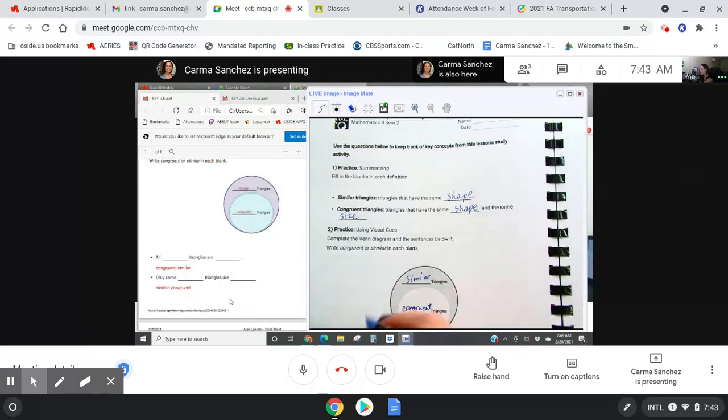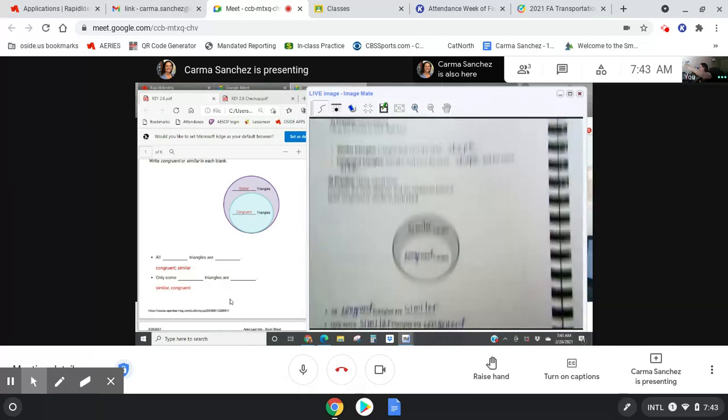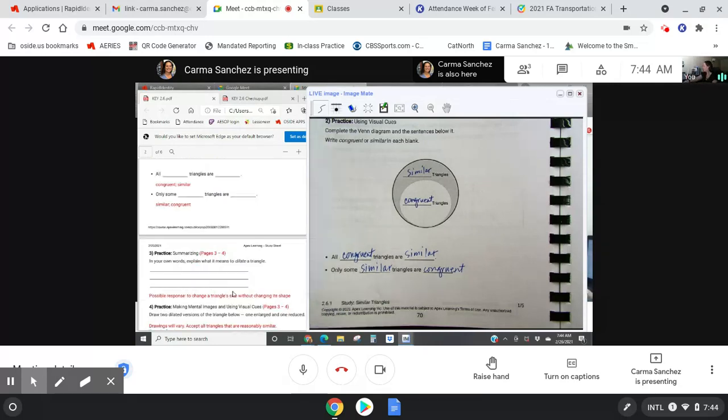All congruent triangles are similar. Only some similar triangles are congruent. Okay? All congruent triangles are similar. Only some similar triangles are congruent. All right, let's go to the next page here.